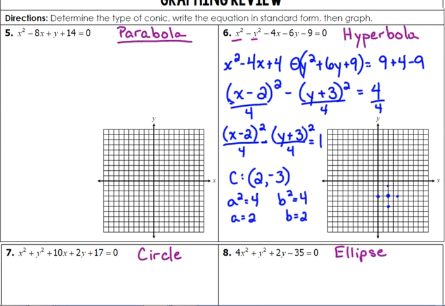Because the x squared is first, that means our vertices are to the left and to the right. Draw your little box, or you don't have to draw a box. You can just put your asymptotes. They have a slope of 1 and negative 1. Go through the center, slope of 1 and negative 1. Remember, it goes through the corners of the boxes. Okay, and then the sides of our hyperbola just follow the asymptotes.